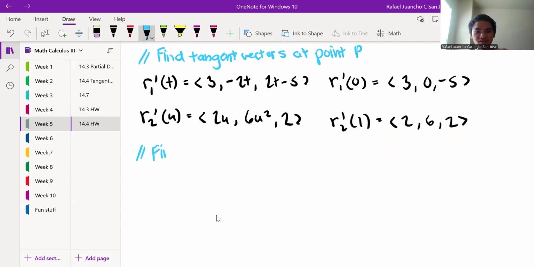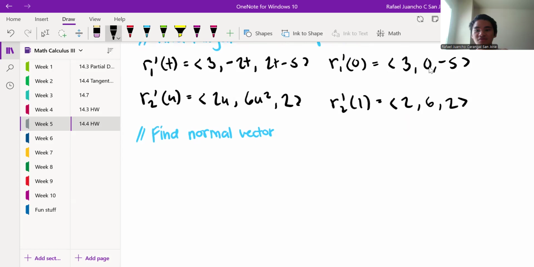So we're going to find this time a normal vector because we need that. And so we take the cross product of these two things, right? R sub 1 cross product with R sub 2.